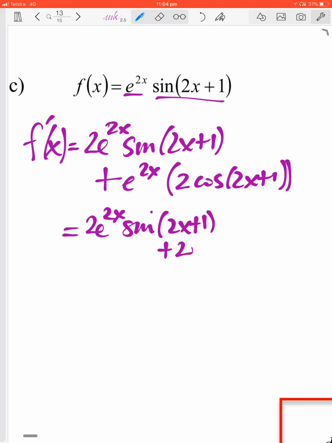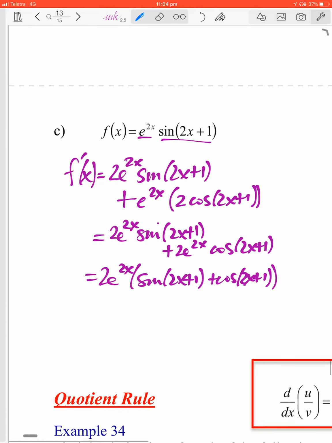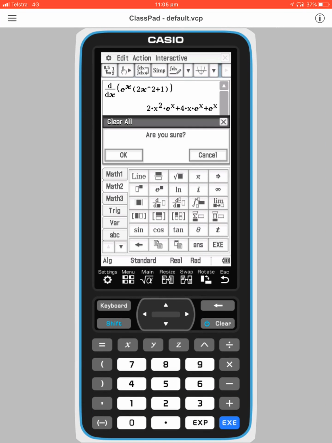forgot the 2 inside, 2e to the 2x cos 2x plus 1. Then from here we can take out 2e to the 2x. We get sine 2x plus 1 plus cos 2x plus 1. So that's it, factorised. Don't forget you can always go back and check on your CAS.